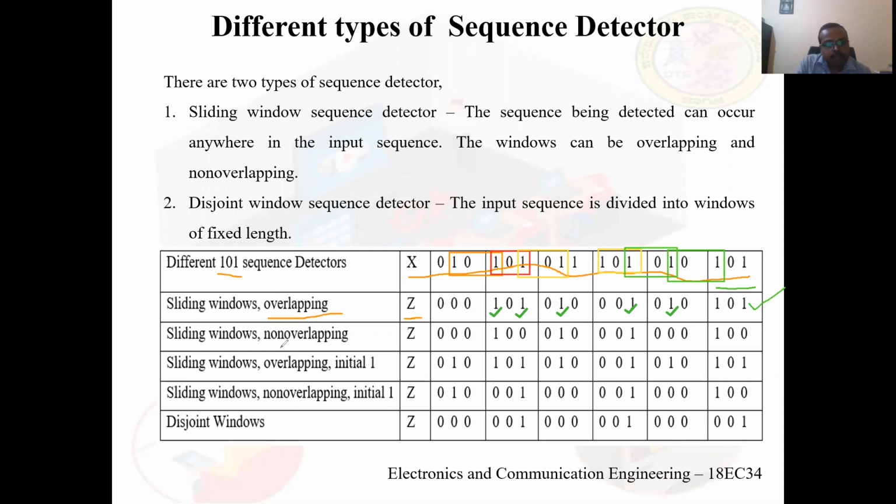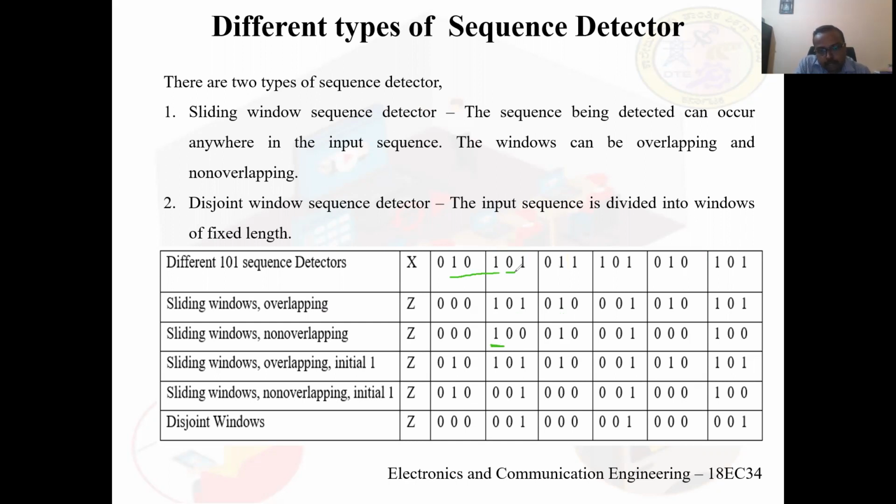Next, sliding windows non-overlapping. There should not be overlapping digits here. Now X is 0, right? So Z is 0 here. Now X is 1, 0, 0, we have 0. So now here, 1. I'll just clear this one. As you can see, this one is non-overlapping. Now we have 1 0 1, so the output is equal to 1.